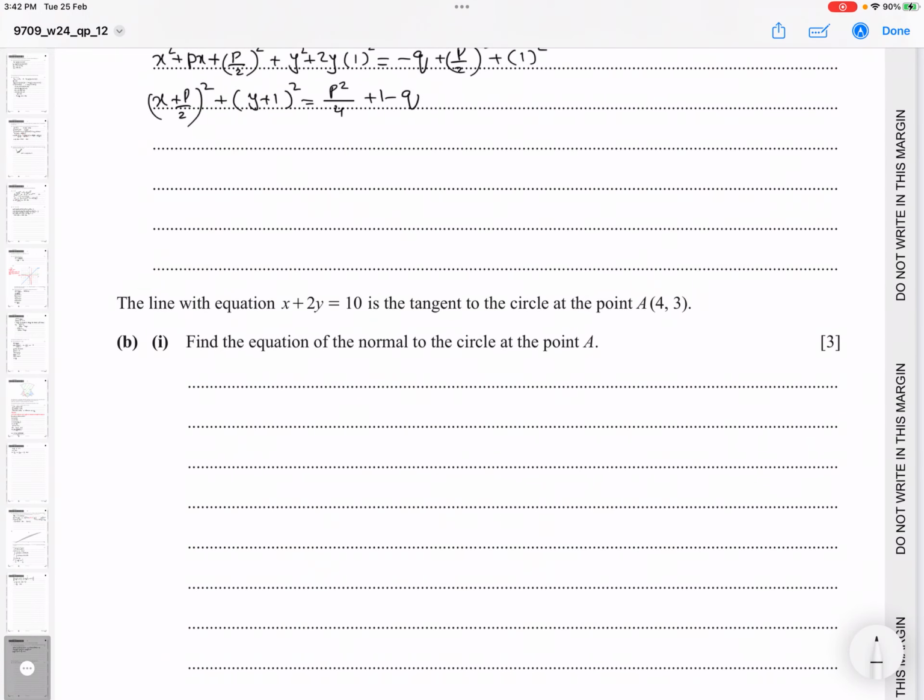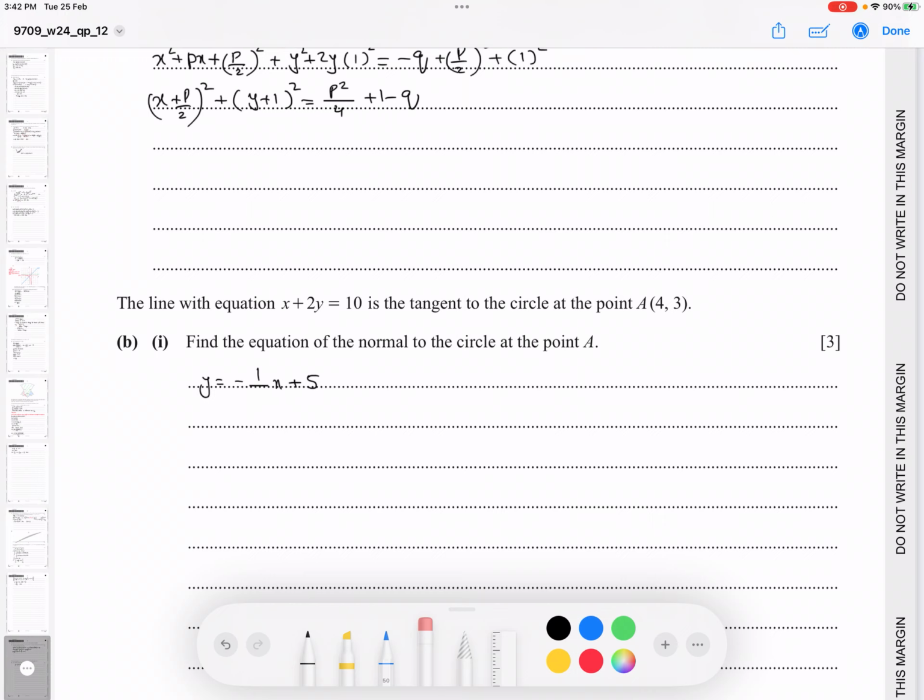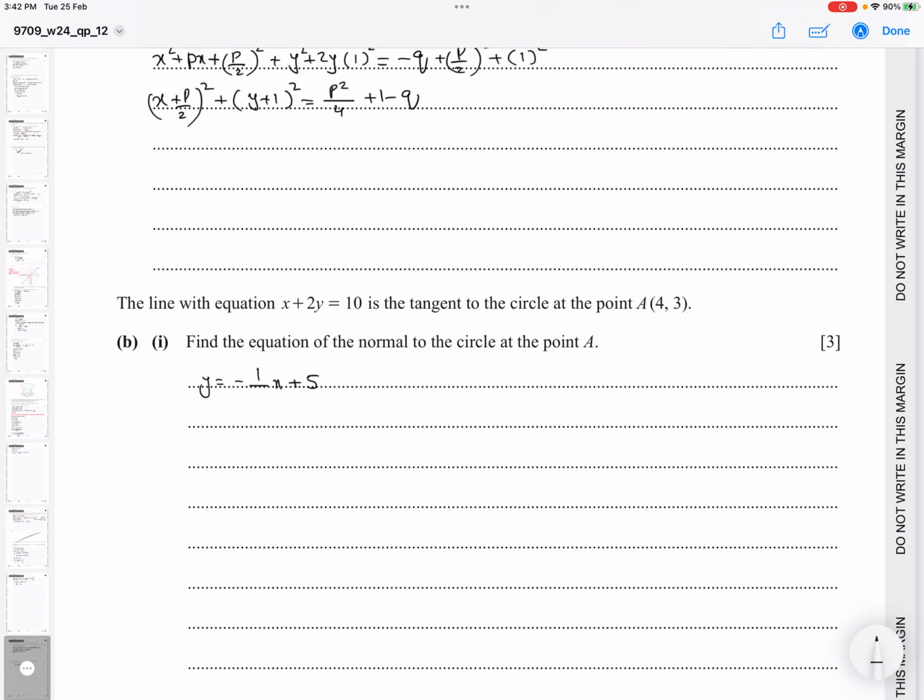The line with equation x plus 2y is equal to 10 is a tangent to the circle at point A, which is (4, 3). Find the equation of the normal to the circle at point A. So the equation of the tangent is given, x plus 2y equals 10. From here, express this in the form y is equal to mx plus c. So I can write y equals minus 1 over 2 x plus 5. If you make y the subject and then simplify, you will get this.